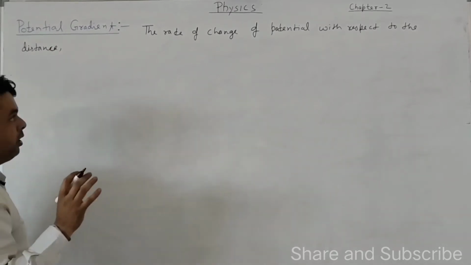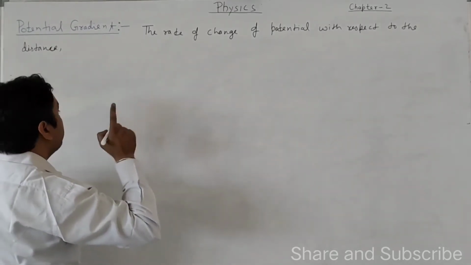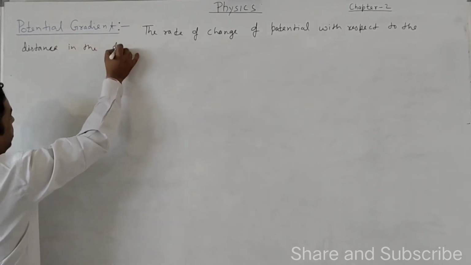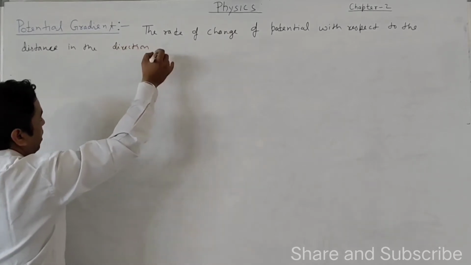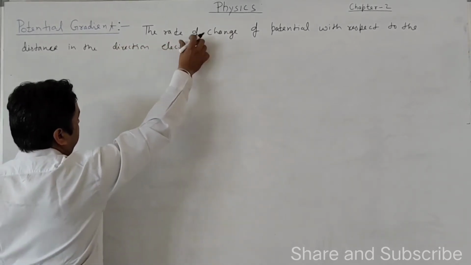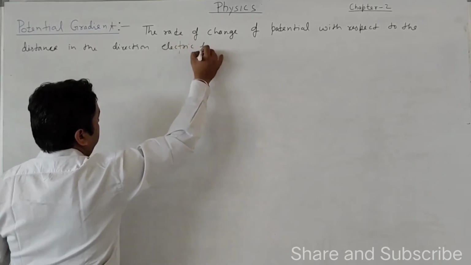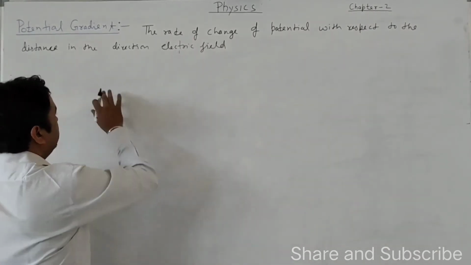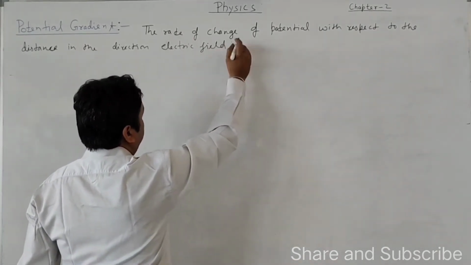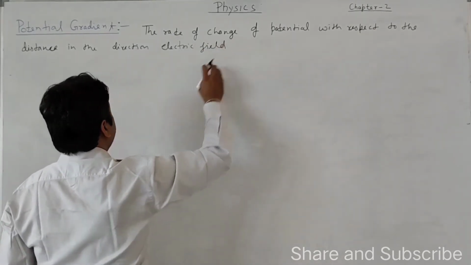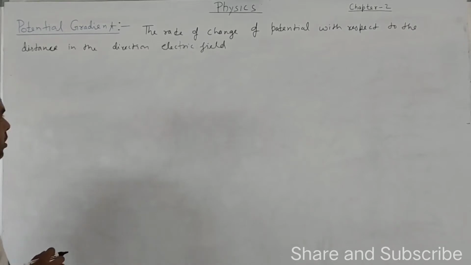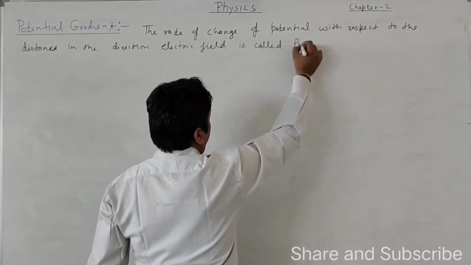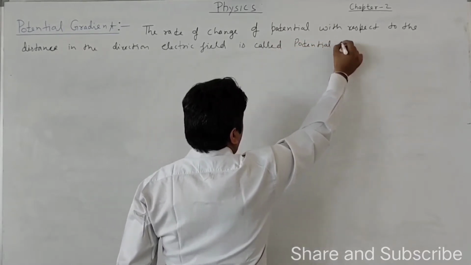One thing you have to remember here is that the distance, the rate of change of distance, must be in the direction of the electric field. So whether it is going towards the electric field or away from the electric field, the gradient can only be measured then. So the direction of the electric field is necessary. This is called potential gradient.